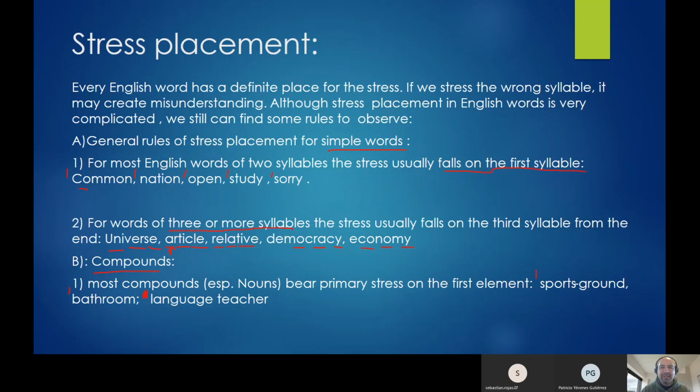The exceptions are going to be quite tricky, but we're going to take a look at them next session.